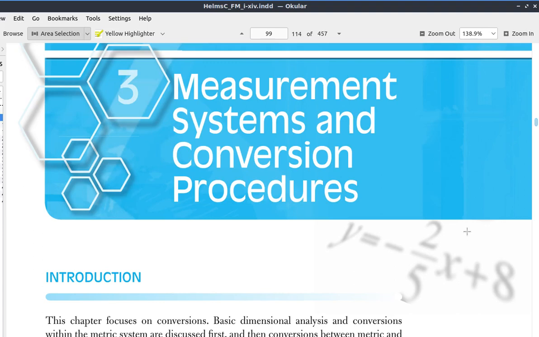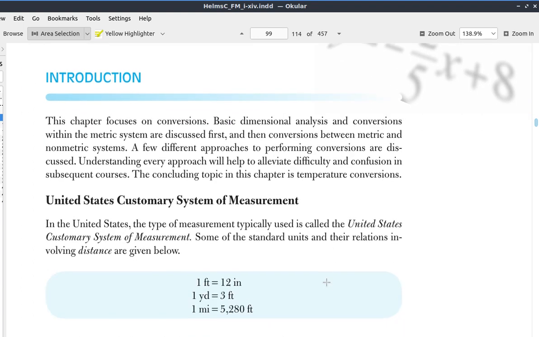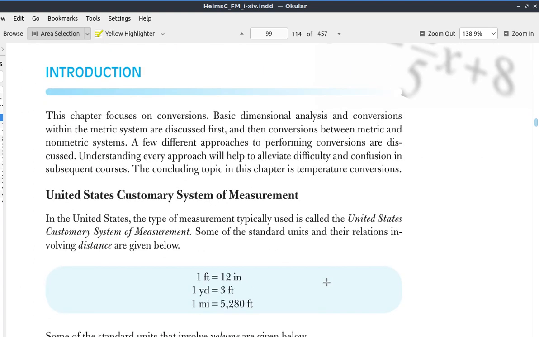Let's take a look at the book Mathematics for Health Sciences by Helms. We're looking at chapter 3, Measurement Systems and Conversion Procedures. Now, this chapter, the introduction, this chapter focuses on conversions.